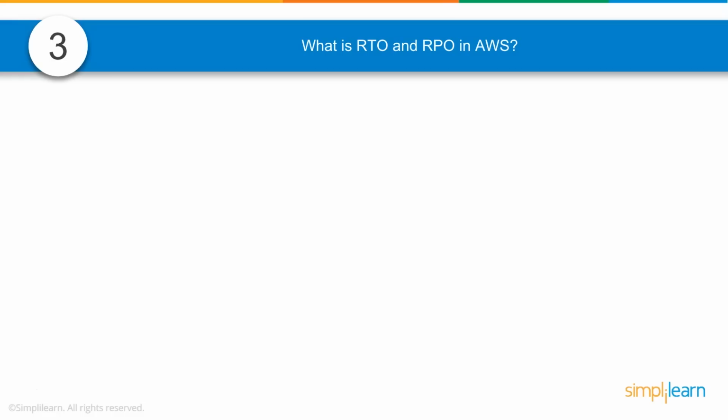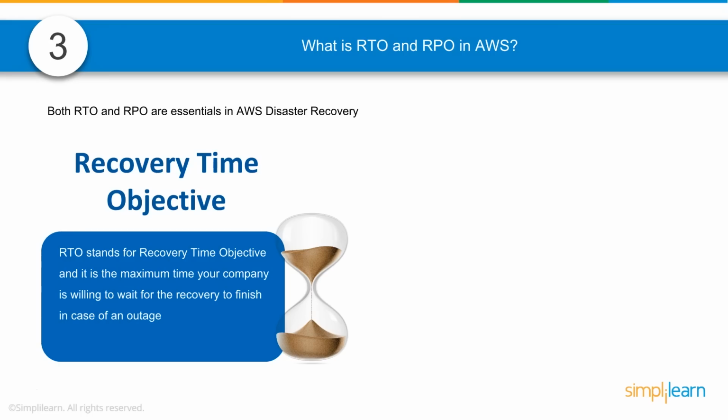The other question you could get asked is, what is RTO and RPO in AWS? They are essentially disaster recovery terms. When you're planning for disaster recovery, you cannot avoid talking about RTO and RPO. Now, what's the RTO? What's the RPO in your environment? Or how do you define RTO? How do you define RPO? Those are some general questions that get asked.